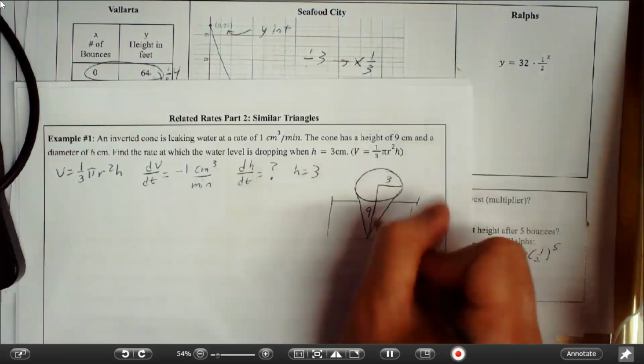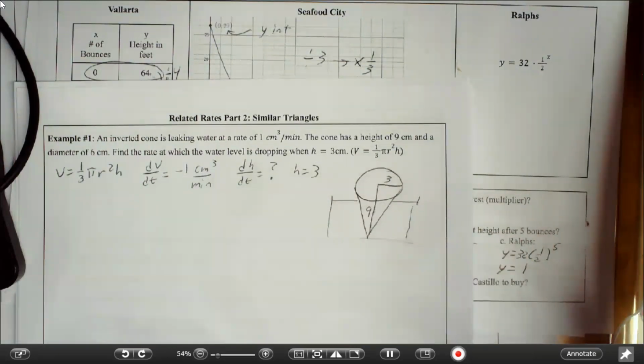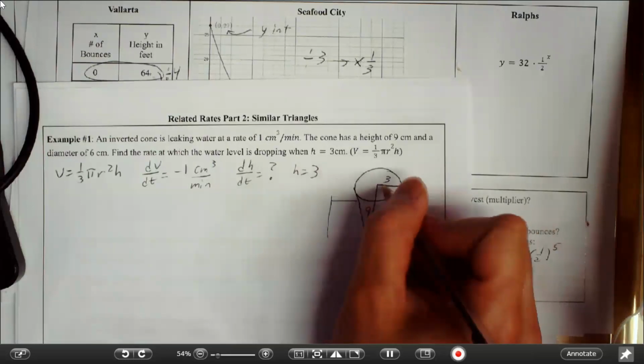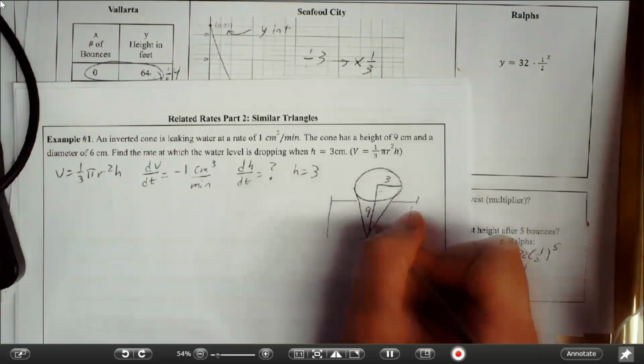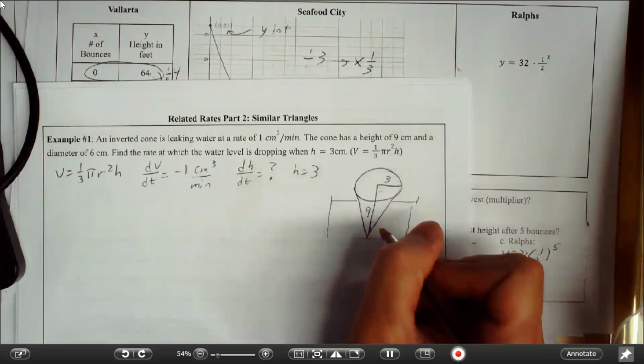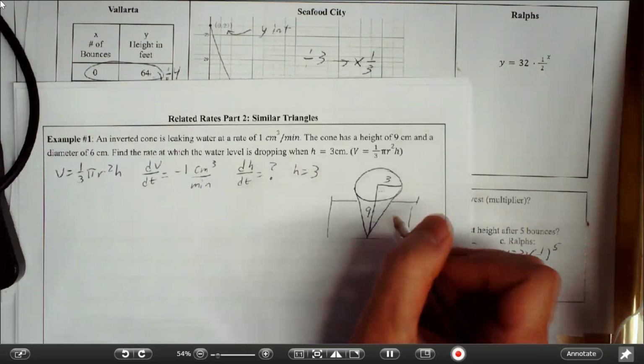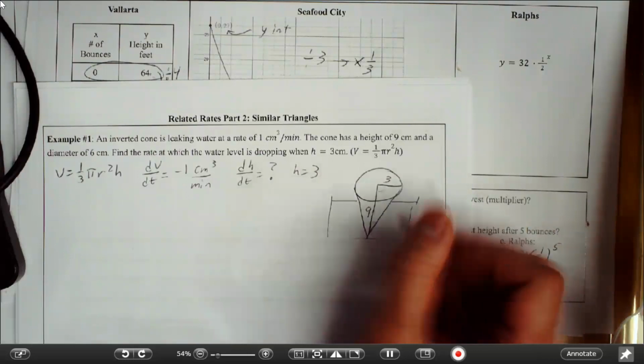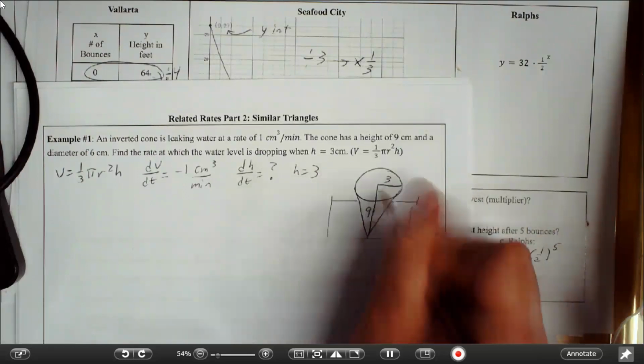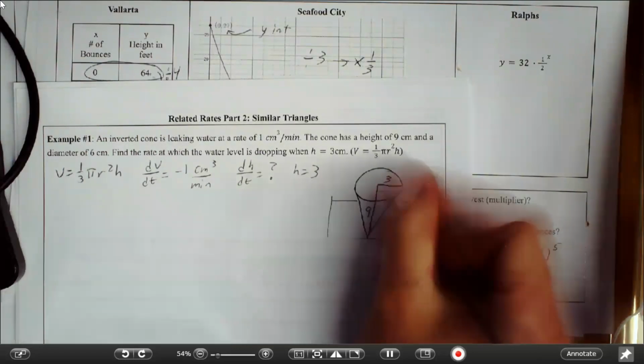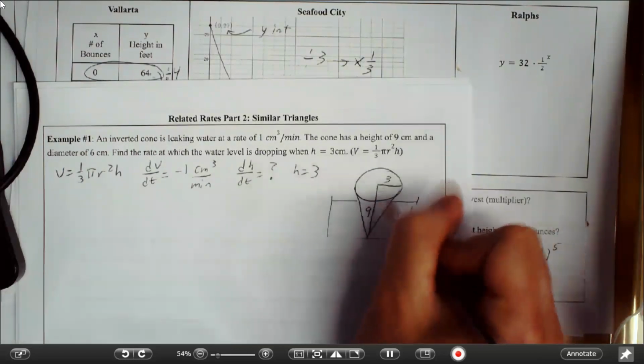The triangle is a similar triangle because it has the same angle here, and it has the same angle here. If you remember from geometry, you could prove triangles are similar with the angle-angle postulate. I know a lot of you probably don't remember that, but angle-angle is one of the postulates for similarity. And since the angles are going to be the same as the height decreases, we could make similar triangles.